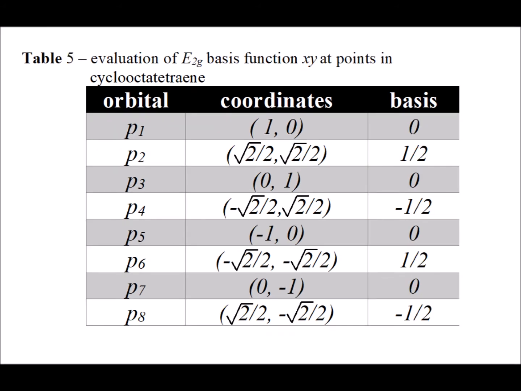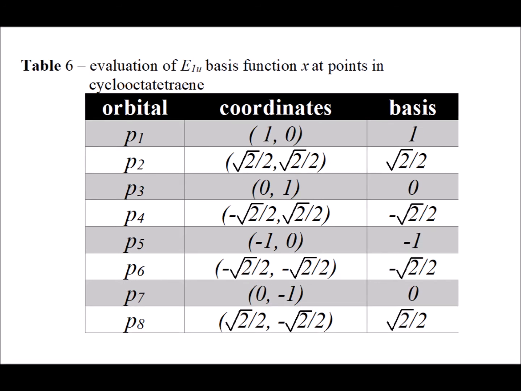When we get to a doubly or triply degenerate representation, we only need to evaluate one of the basis functions to prove that it is included in the reducible representation. So here we just use the first basis function xy, and we see that while there are 4 points that are equal to 0, we also have 4 points that are not equal to 0. So therefore, this is included in the reducible representation.